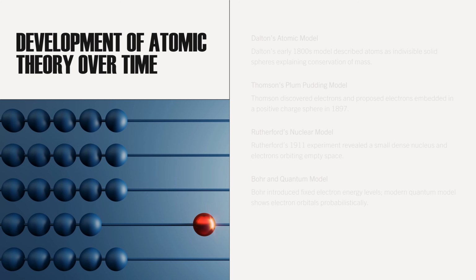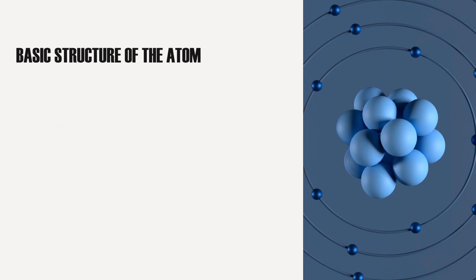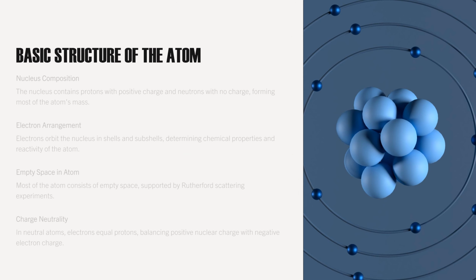Dalton's model, early 1800s, described atoms as indivisible solid spheres, successfully explaining laws such as conservation of mass but failing to account for subatomic particles. The discovery of the electron by J. J. Thomson in 1897 led to the plum pudding model, where negatively charged electrons were embedded in a sphere of positive charge. An atom consists of a tiny, dense nucleus surrounded by electrons in shells and subshells.